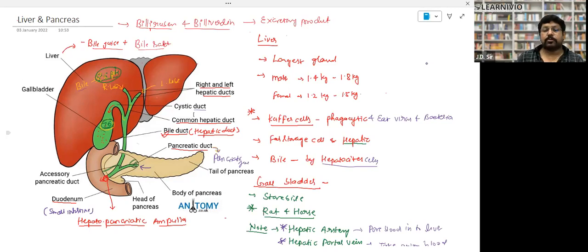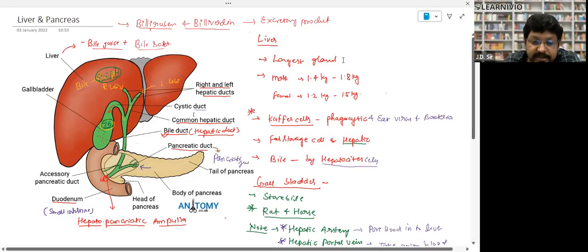Next. So liver is the largest gland. Don't ignore the weight of the liver, that has been asked. You will think who is going to ask you the weight, but it's not like that. Even the weight has been asked. In the male, its weight will be 1.4 to 1.8 kg. In female, its weight will be 1.2 to 1.5 kg.